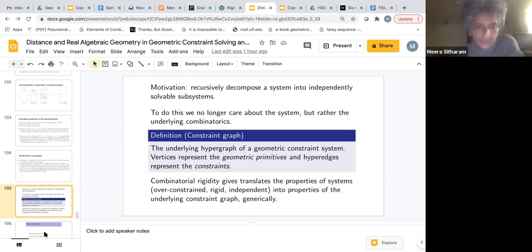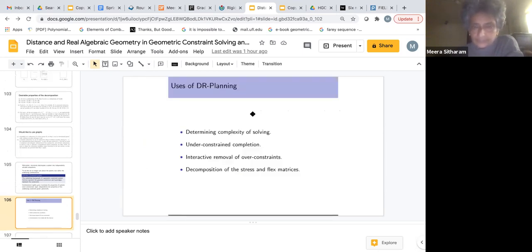So, other uses of this DR planning, by the way, is decomposition, recombination planning. All this means is that you have a polynomial system to solve, but you're going to look at the graph underlying it and beforehand come up with some kind of a decomposition that has the properties that we talked about 2 slides ago. Okay, so the uses are, by looking at the DR plan, you can get a sense of how difficult it's going to be to algebraically eventually solve the system.